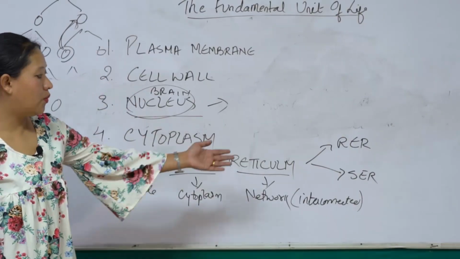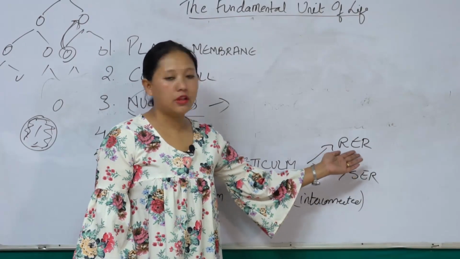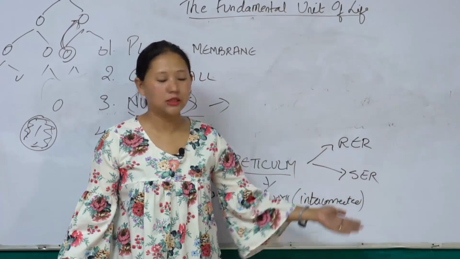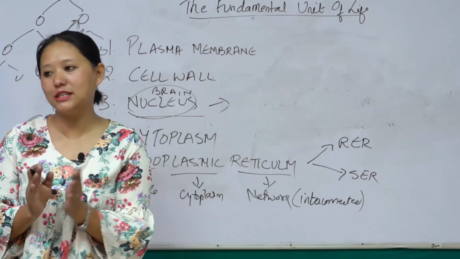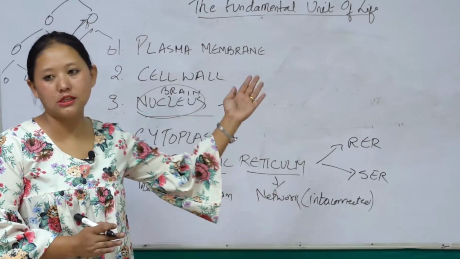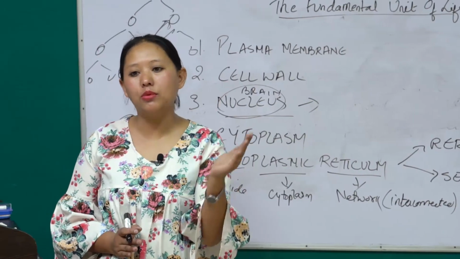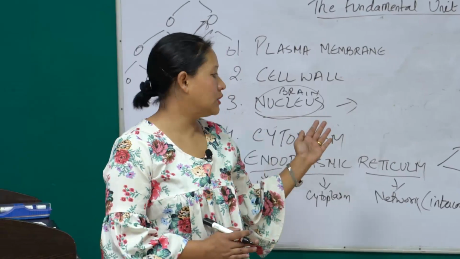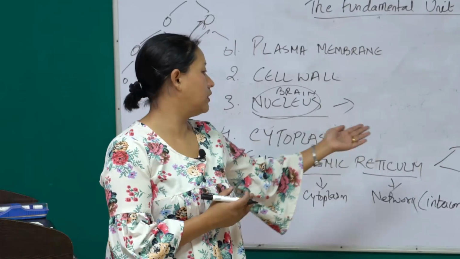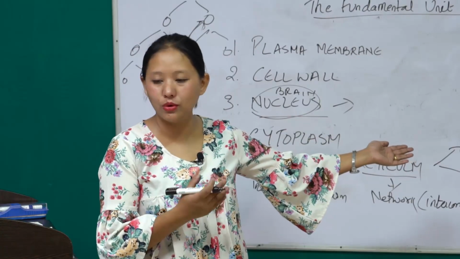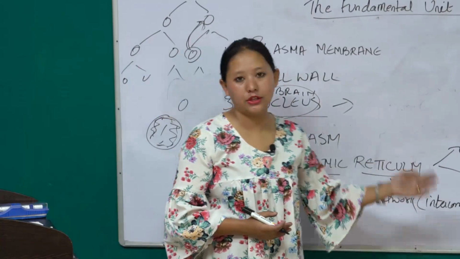Okay, so now what is rough endoplasmic reticulum and what is smooth endoplasmic reticulum? Rough endoplasmic reticulum means, just by name itself, rough means it is not smooth, right? That means the surface is not smooth. So on the surface of the rough endoplasmic reticulum, ribosomes are attached. And because of those ribosomes, the appearance of this rough endoplasmic reticulum looks rough. And that is why we call it rough endoplasmic reticulum.